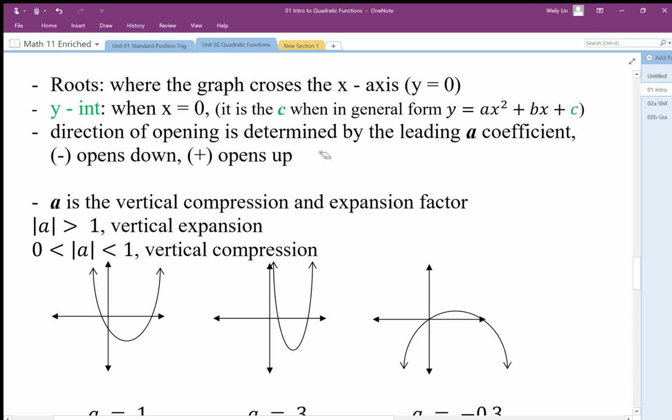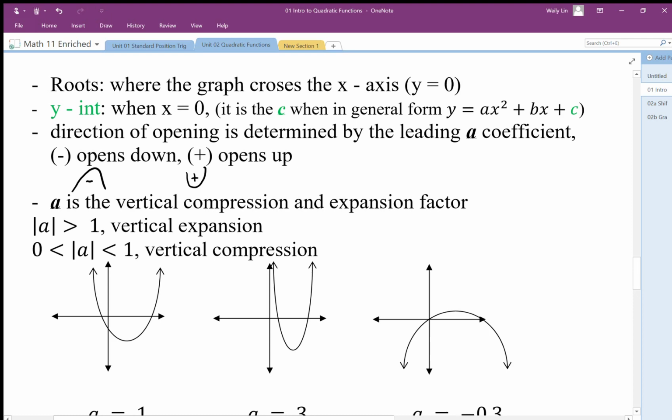The direction of opening is determined by that leading coefficient. If it's positive or negative, it indicates if it opens up or opens down. So negative is going like that. For positive, it goes in this direction. So that's negative, and those are positive.